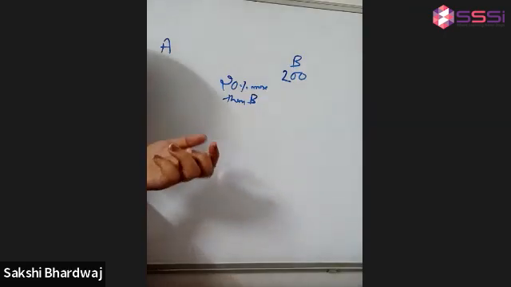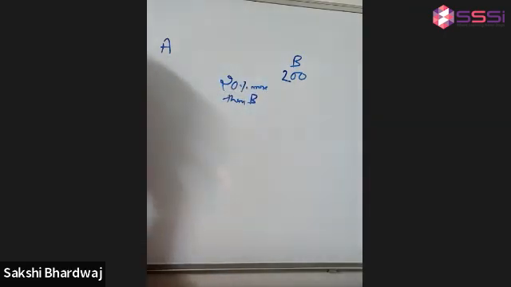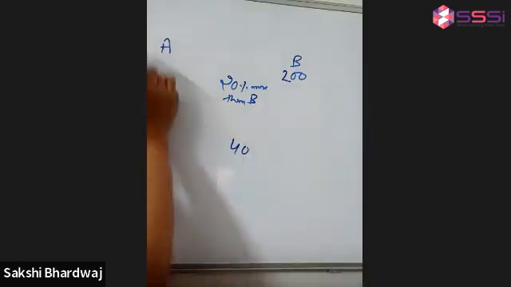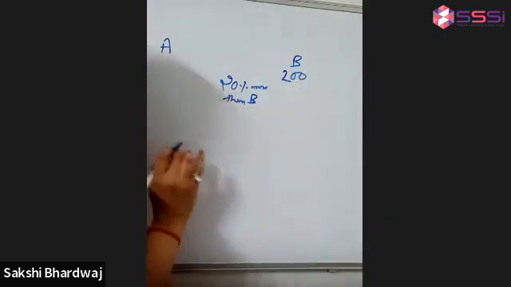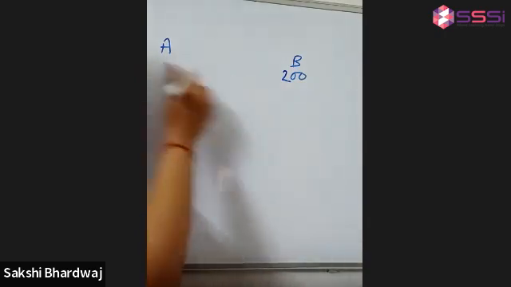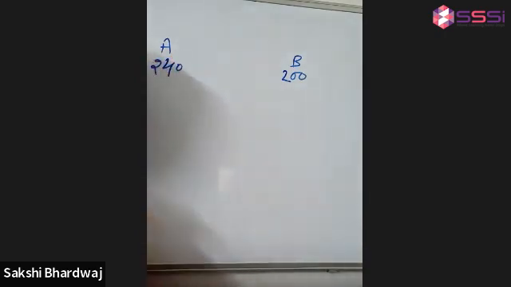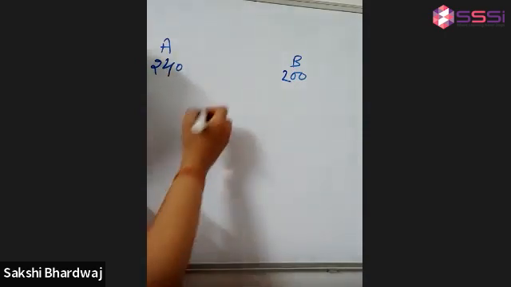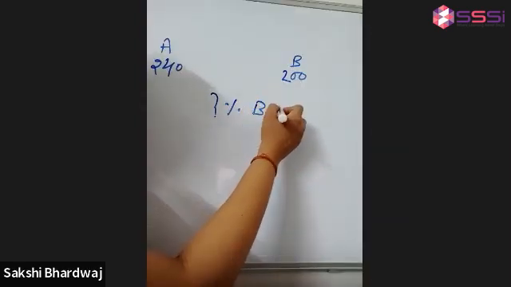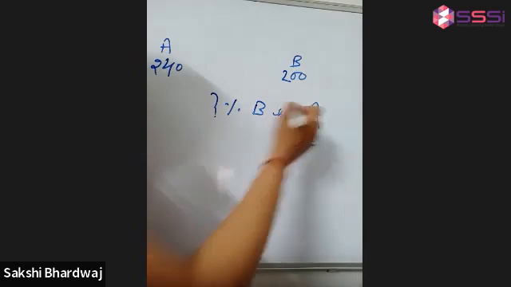20% of 200 will be 40. So how much is A going to have? 240. Now the question is, A has 240 and B has 200. How much percentage B is less than A?